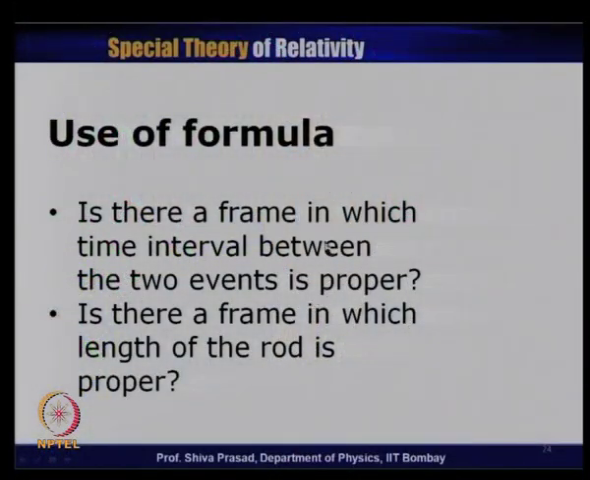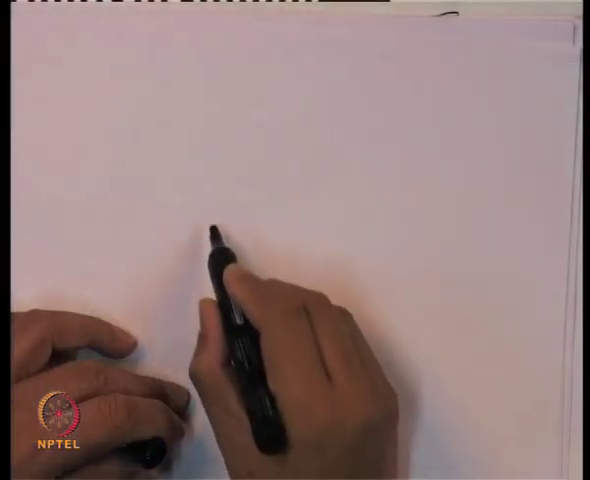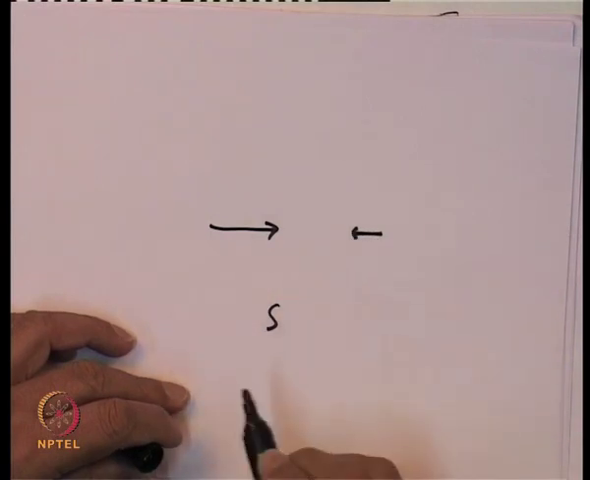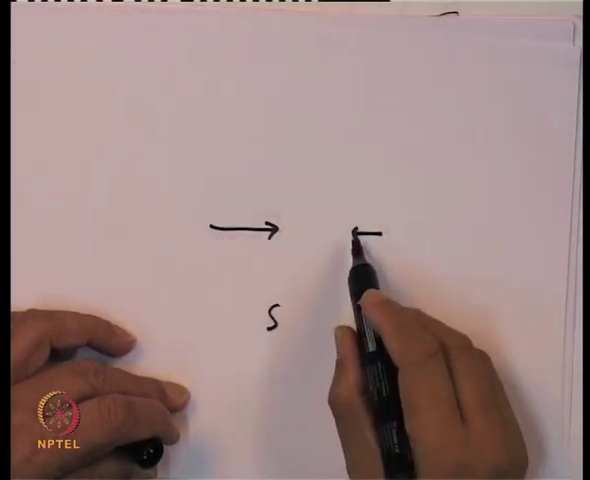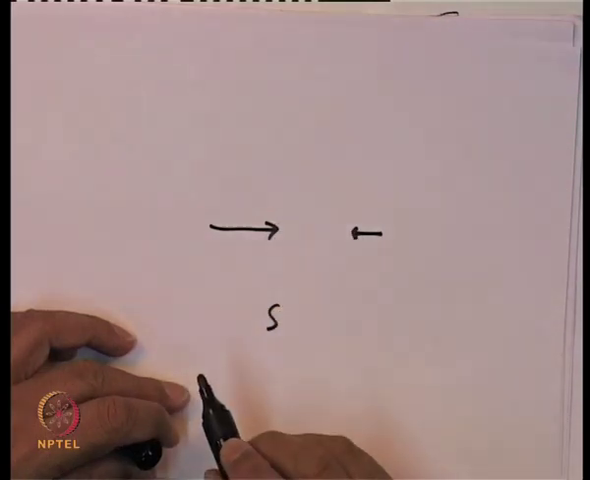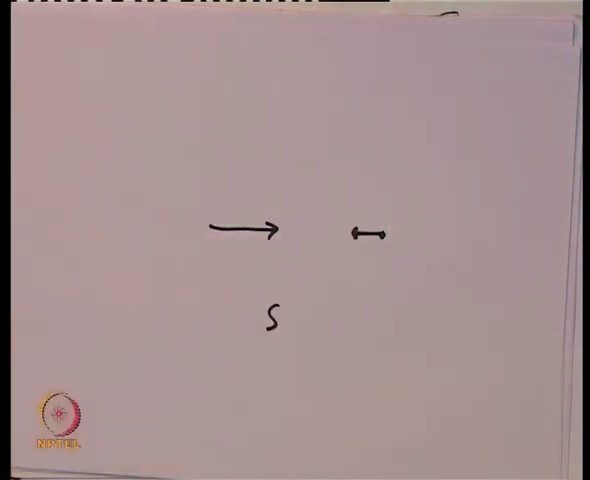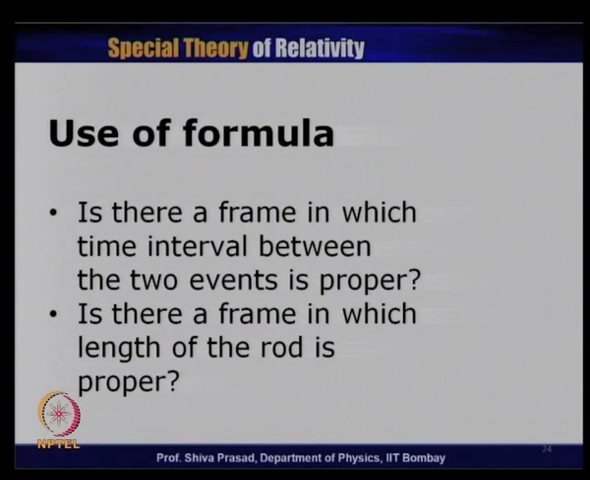Now, let us try to answer the question about the time interval. Is there a time interval which is proper out of these three frames? Now, if we look in comparison to the S frame, according to an observer in the S frame, this rod, sorry, is moving to the right, and this particle is moving to the left. Both are moving. So, in principle, the particle crossing one end of the rod and then crossing the other end will happen at two different positions. In S prime also it will be different, because the situation between S and S prime is very similar to the platform and the train example that we have discussed earlier.